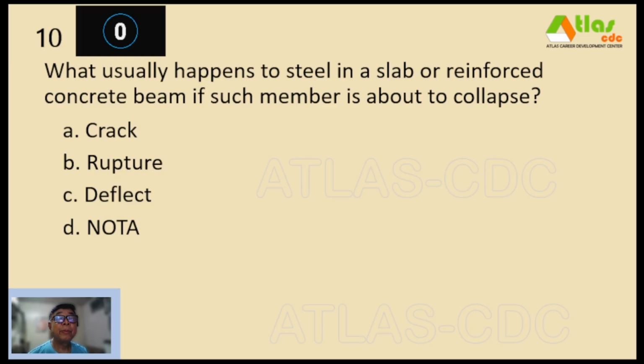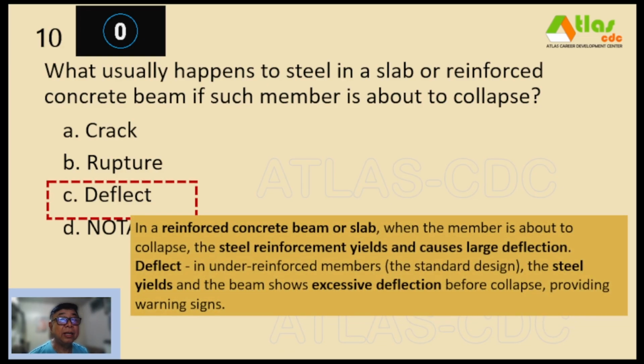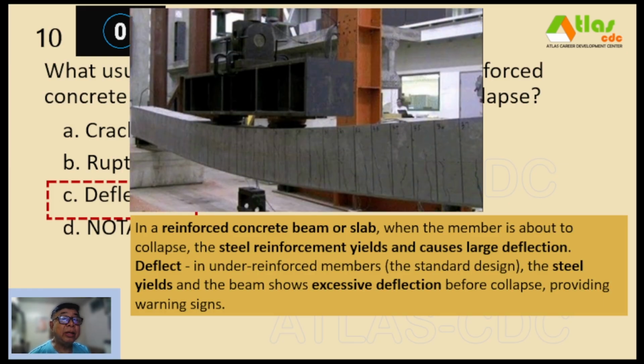And our correct answer is letter C, deflect. In a reinforced concrete beam or slab, when the member is about to collapse, the steel reinforcement yields and causes large deflection. So in an under-reinforced member, the standard design, the steel yields and the beam shows excessive deflection before collapse, providing warning signs.